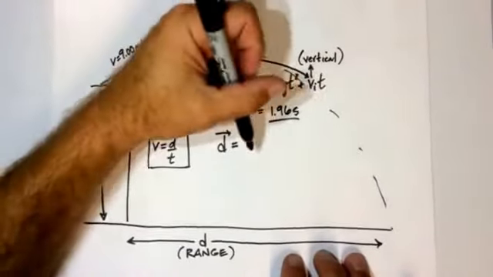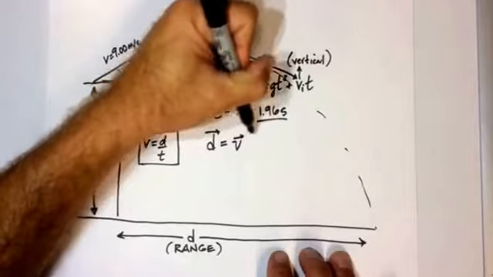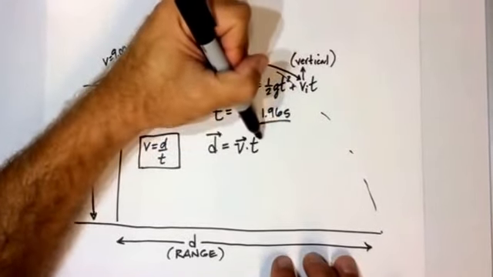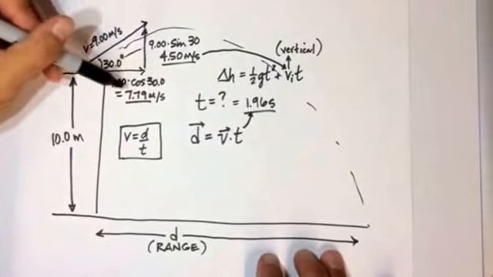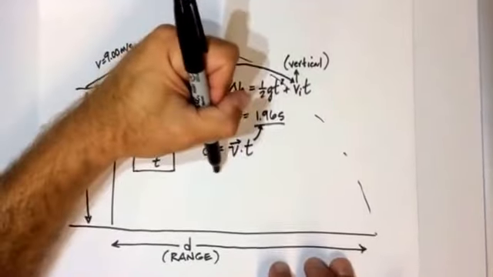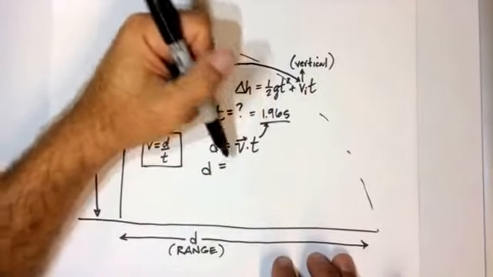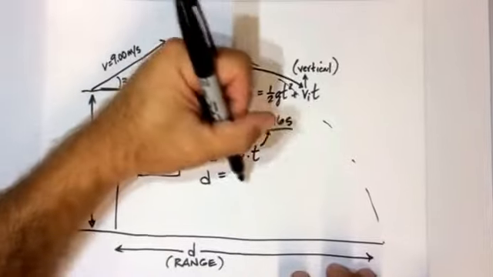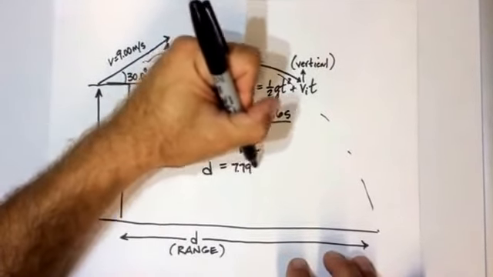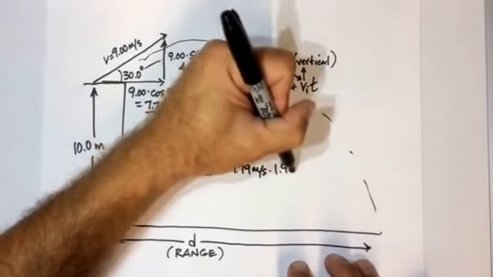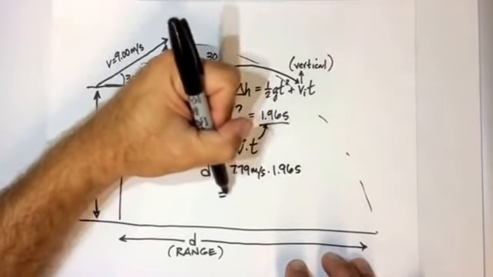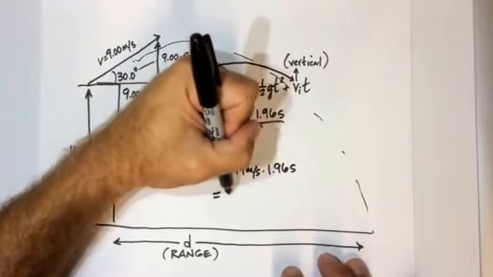So distance is horizontal velocity times time, which we just calculated to be 1.96. The horizontal velocity is 7.79. So the range, or the horizontal displacement, is 7.79 meters per second times 1.96 seconds for a total of 15.3 meters.